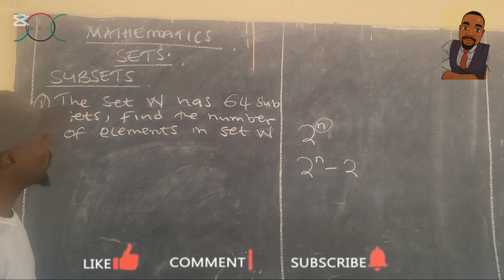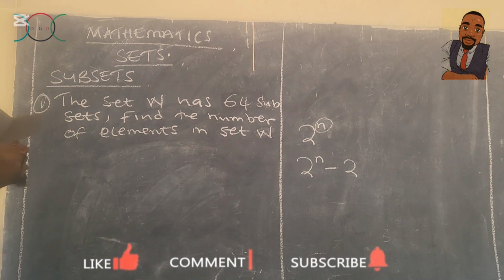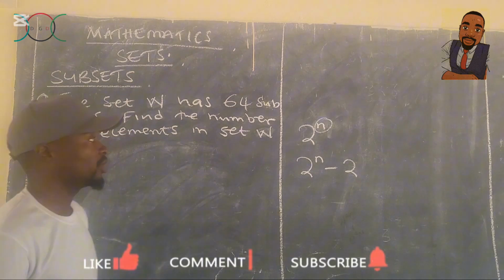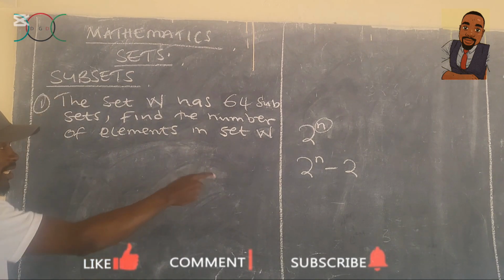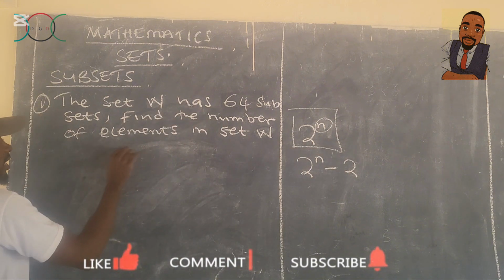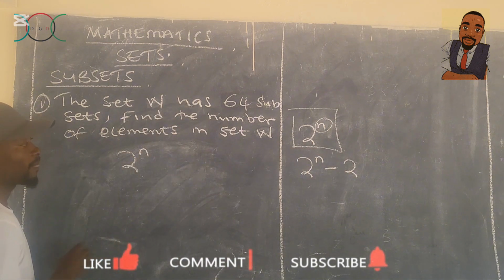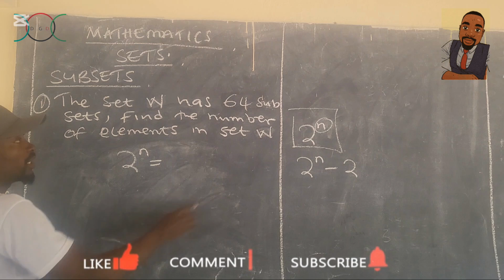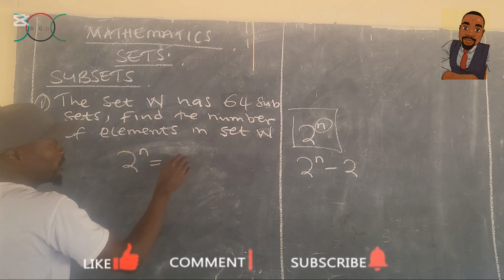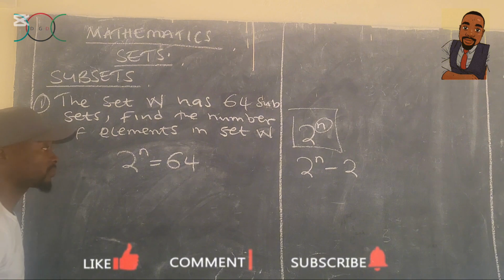Our first example: the set W has 64 subsets. Find the number of elements in set W. To obtain the number of subsets, we use the formula 2 to the power of n. But this will be equivalent to what? The number of subsets is 64, so we write 64 there.